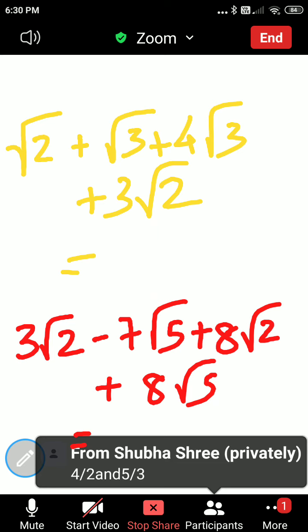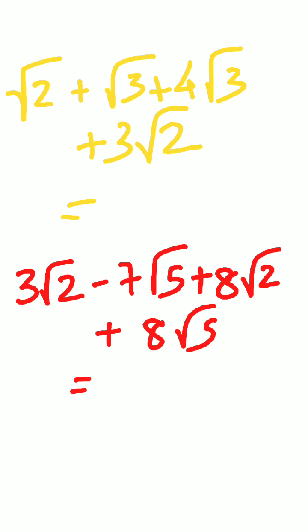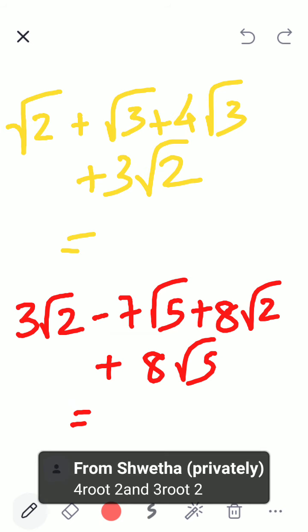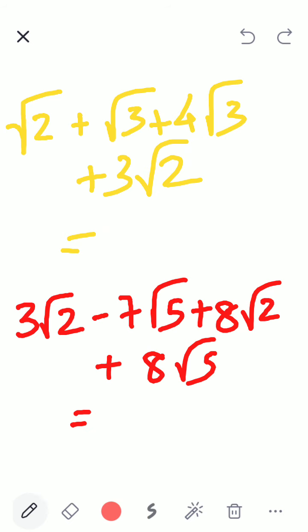Okay, children, let's do it. Subhashri, you can't write the answer like 4 root 2 plus and. You should write this. There is nothing called "and". What is the sign that will come in between? Shweta, you also wrote "and". You are studying maths.